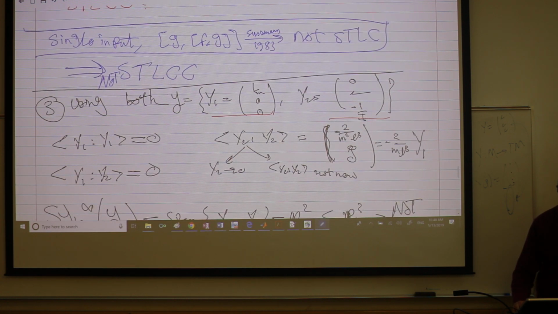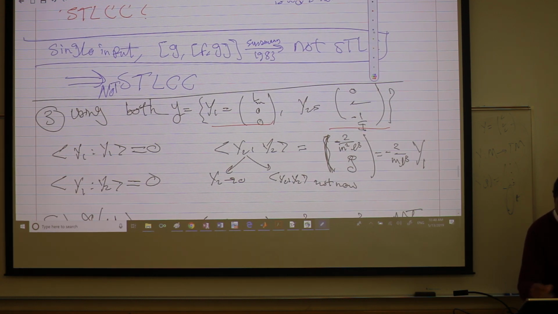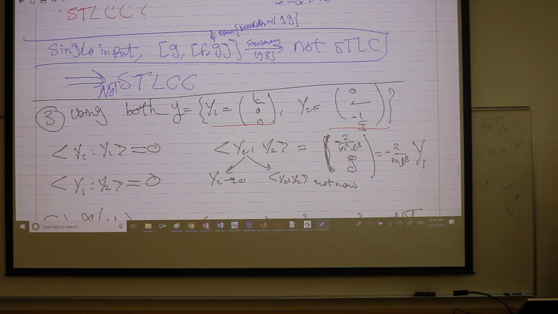So the necessary condition, if you wanted the exact form, is that this guy is not in the span of the previous, lower order Lie brackets, like first order Lie brackets. This is the exact statement.